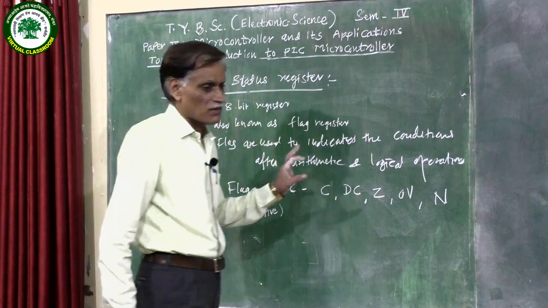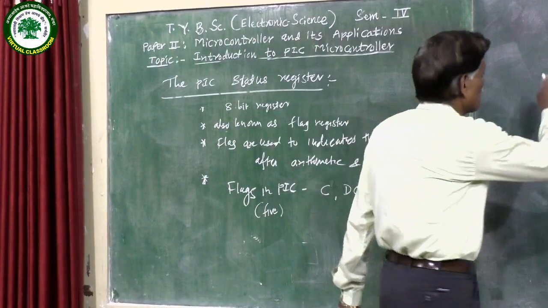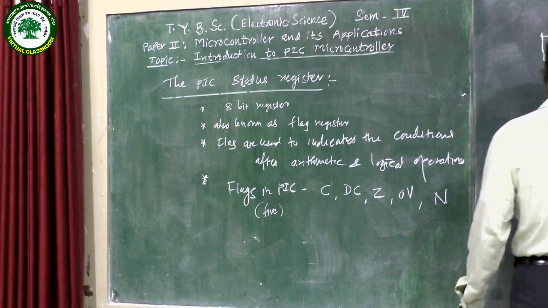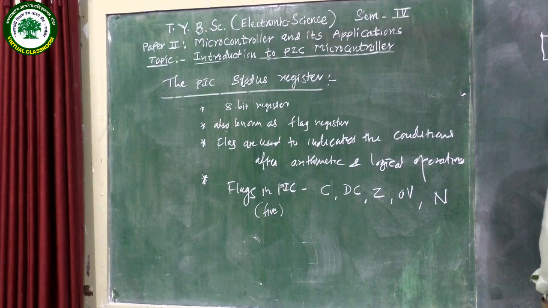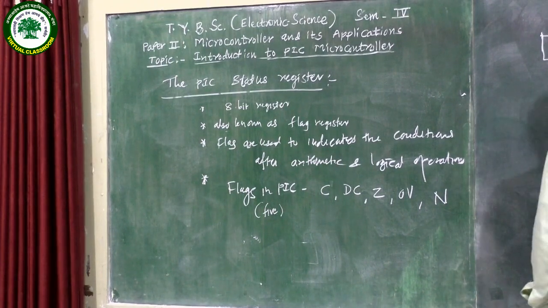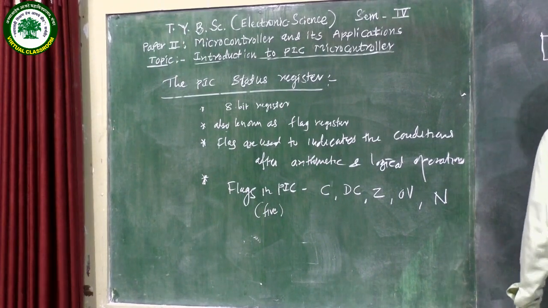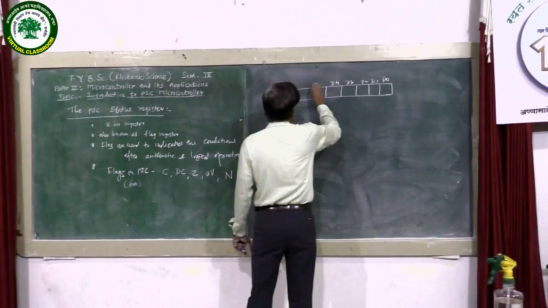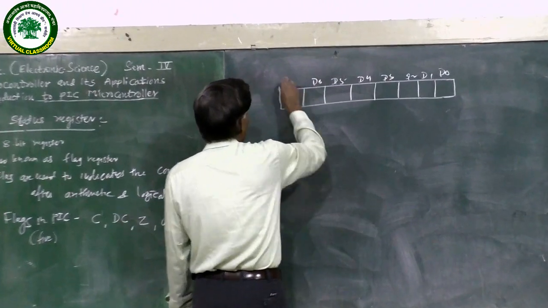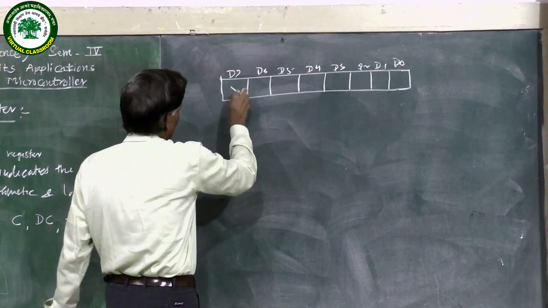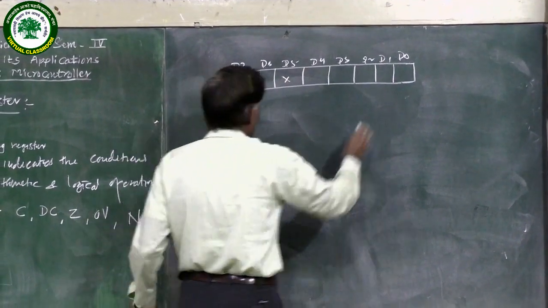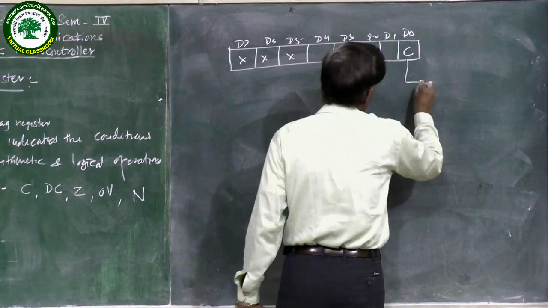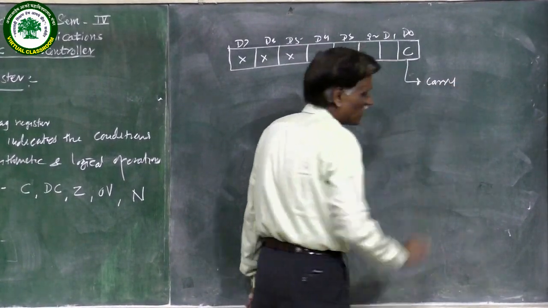As far as the PIC status register format is concerned, it is important to understand the corresponding format from the exam point of view also. This is an 8-bit register. I say D0, D1, D2, D3, D4, D5, D6 and D7. These are the 8 bits. These 3 bits are not used. The first bit, D0, is associated with the carry flag. Just here itself I will write this as the carry flag.